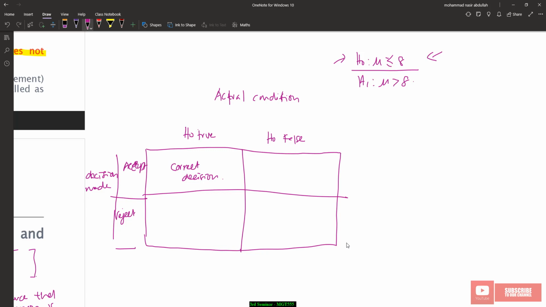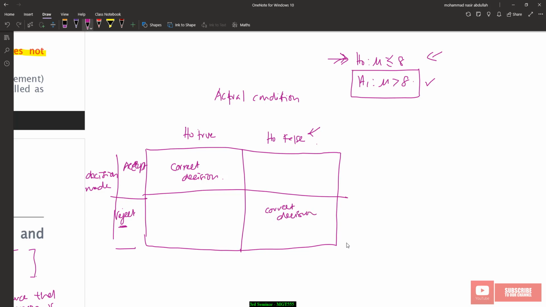Katakanlah kita jumpa dalam data customer tidak serve within 8 minutes. Sometimes customer serve within 8 minutes. Sometimes, most of the time, customer is served more than 8 minutes. So, we reject null hypothesis. Kita kata statement null hypothesis tak betul. Kita accept alternative hypothesis, means kita reject. And the actual condition is null hypothesis is false. So, we are making a correct decision.